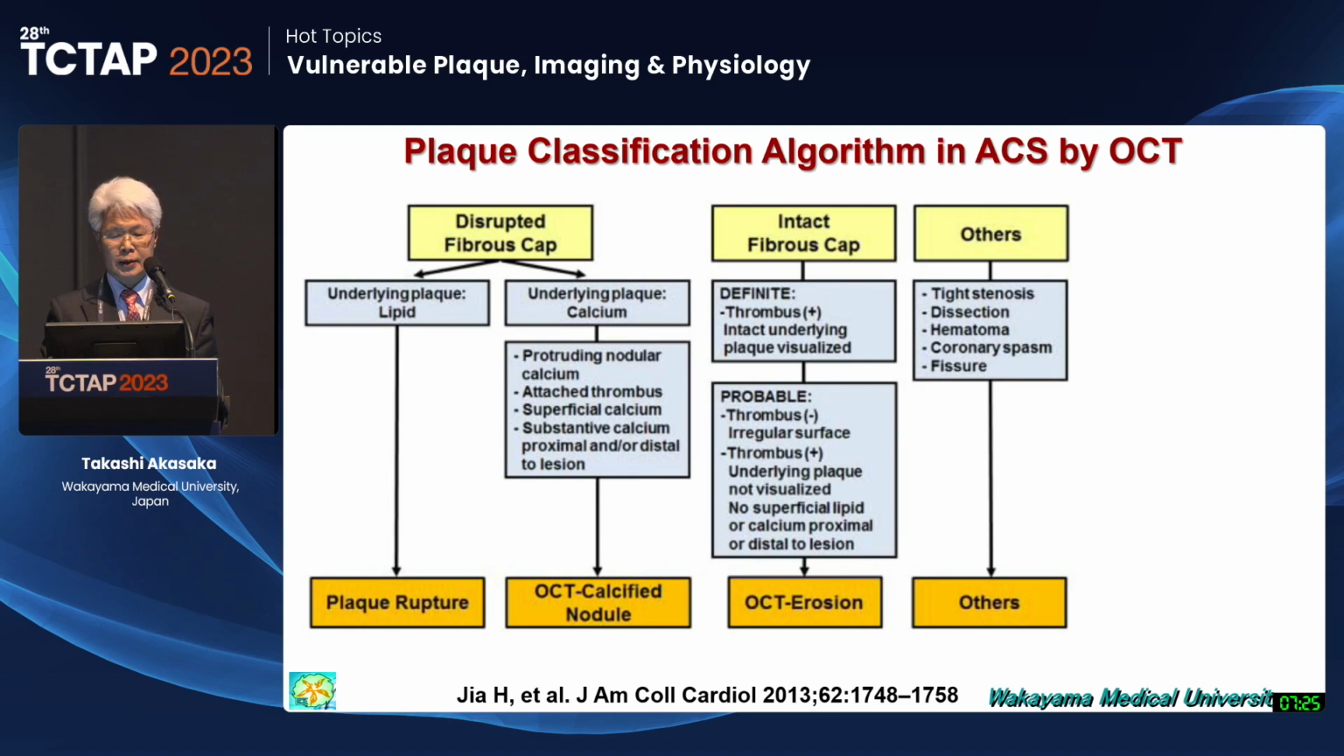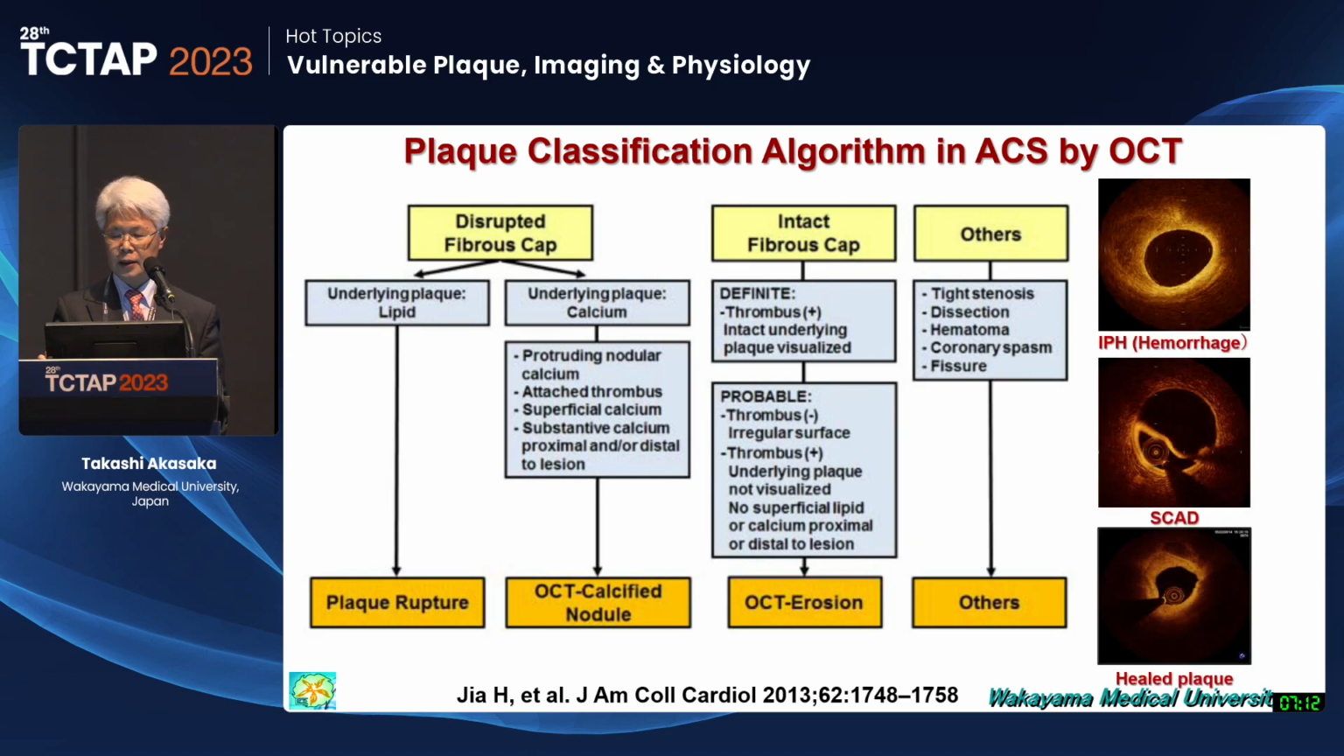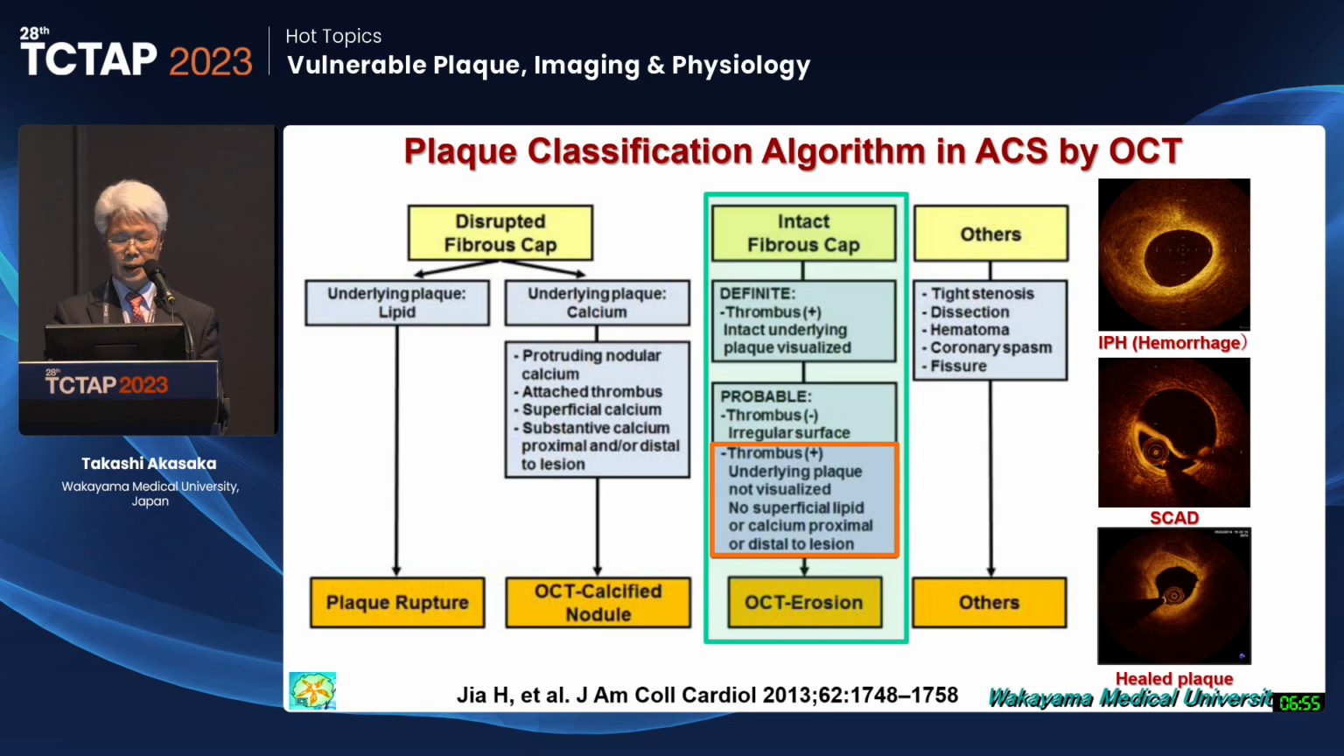And this is a classification algorithm in ACS by OCT proposed by Dr. Ik-Kyung's group. There are 3 major causes and others. There are some other causes: intraplaque hemorrhage, spontaneous coronary dissection, or healed plaques, as already demonstrated. The limitation of this classification by OCT is OCT erosion, because if there are big thrombi, the underlying plaque condition can be difficult to identify.